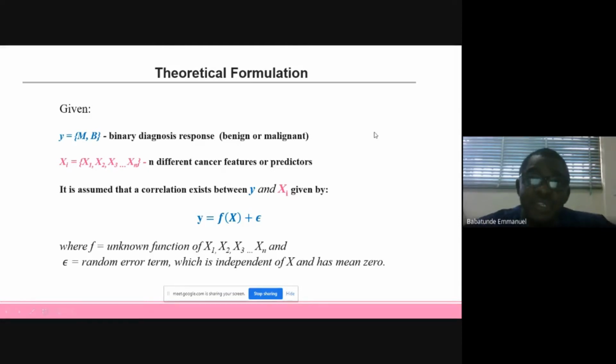And this is what I was referring to when I was saying that it is not enough for you to have data, but a pattern must exist in your data. There must be a trend. There must be something about the features that must suggest to us that this is the kind of diagnosis to expect. So this correlation is given by y is equal to f of x plus epsilon, where f is the unknown function of x1, x2, xi, and epsilon is the random error that is associated with the learning.